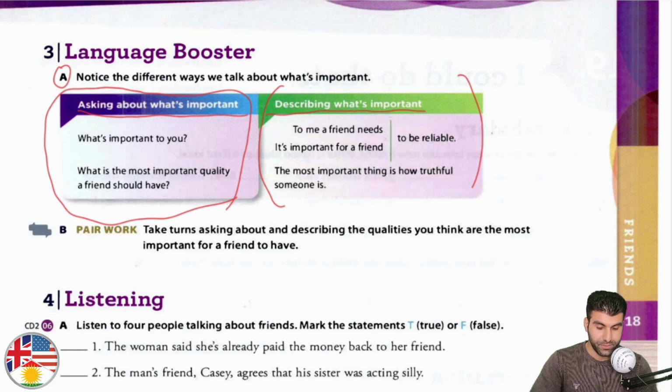To me a friend needs to be reliable. It's important for a friend to be reliable.